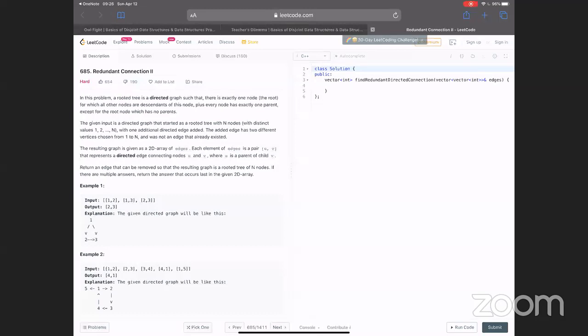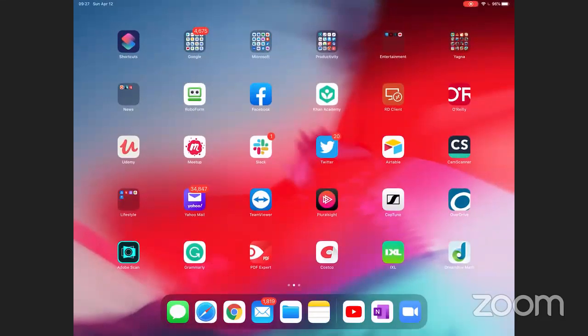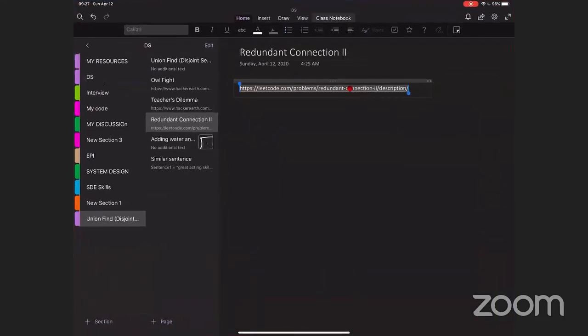So there is exactly one node at the root for which all other nodes are descendants. That is what we are trying to figure out. So in this case, a tree is also a graph, right? Yeah, except there is no cycle, right? Yep.